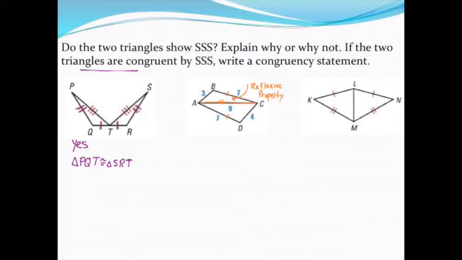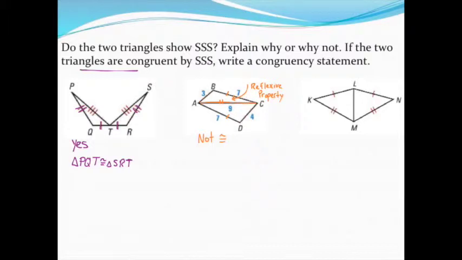However, for side, side, side, I need the third side matched up as well. And I can see that that third side is not going to match up. AB and CD are not going to be the same length. So these two triangles are not congruent. They're definitely not congruent by side, side, side. I don't have all three sides the same length.